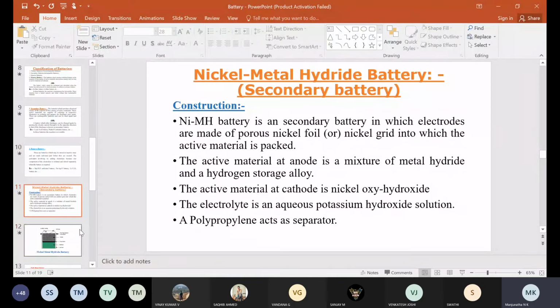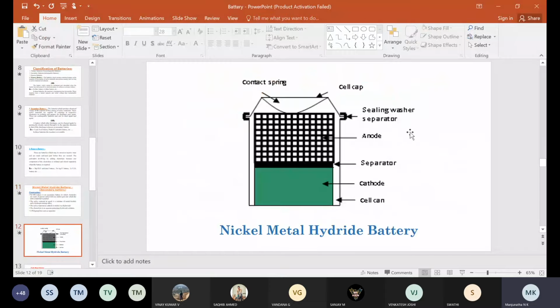After this, coming to some examples of secondary batteries, the construction and working of secondary batteries, in which one example is the nickel metal hydride battery. See this diagram, this is a nickel metal hydride battery. The nickel metal hydride battery is an example of secondary batteries in which both charging and discharging processes take place. First, coming to the construction of the nickel metal hydride battery.